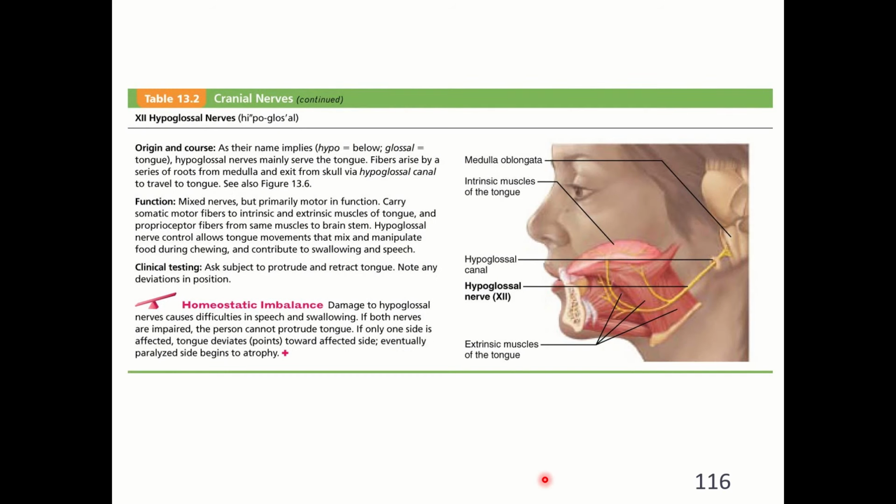And then finally, cranial nerve number 12 is the hypoglossal nerve. This is primarily motor in function and carries somatic motor fibers to the intrinsic and extrinsic muscles of the tongue. This allows tongue movements that mix and manipulate food during chewing and contribute to swallowing and speech. Damage to the hypoglossal nerve causes difficulty in speech and swallowing. If both nerves are impaired, the person cannot protrude the tongue. If only one side is affected, the tongue deviates toward the affected side. Eventually, the paralyzed side will begin to atrophy.